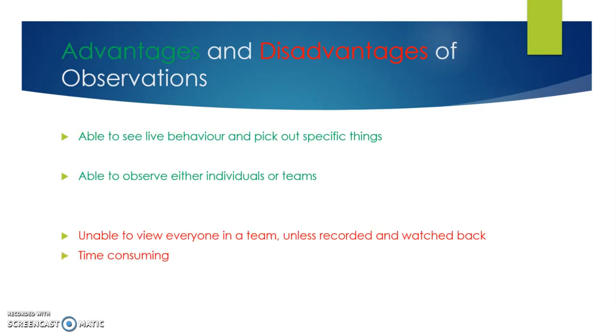So some advantages of these observations are that you can see live behavior and then pick out specific things that someone does, depending on what it is that you're looking for within the observation. You can also observe more than one person at once, for example, observing groups or teams, which then again saves you time as you can record numerous behaviors at once, basically. Whereas disadvantages are that it may be hard to view everyone within a larger group unless you record them and then watch it back afterwards.